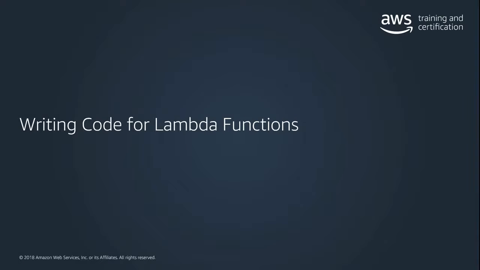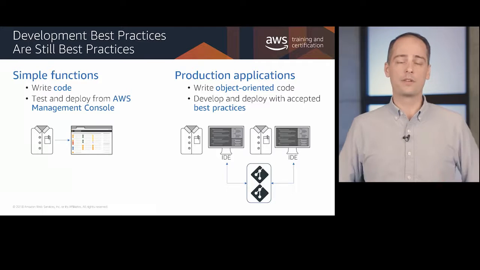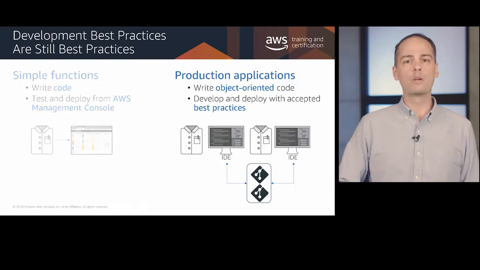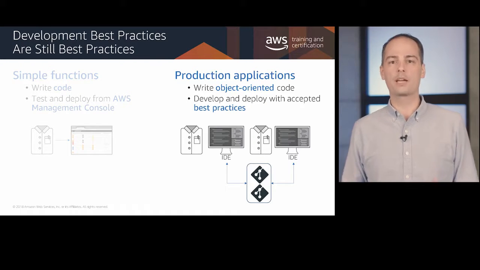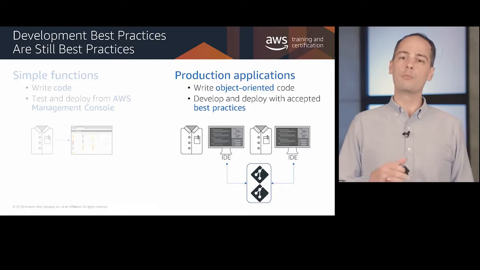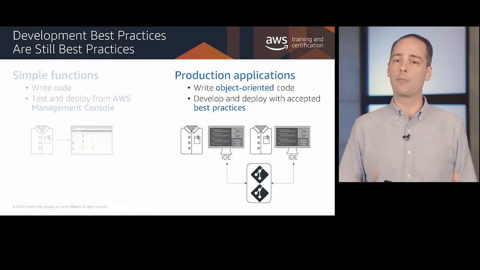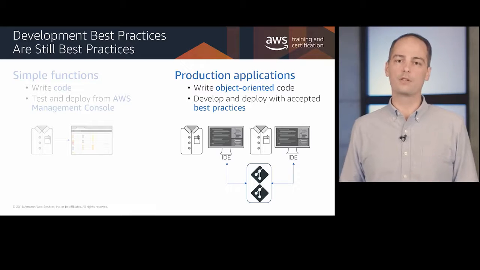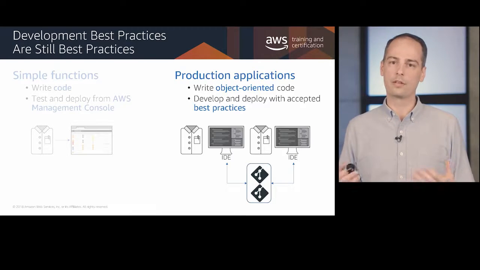So let's get started by taking a look at some of the best practices for writing code for Lambda functions. Oftentimes when developers get started with AWS Lambda, they use the management console to write their first functions. However, when you start developing production applications, it's important to move away from that initial experimental phase and start using standard application development tools and practices that you're used to.